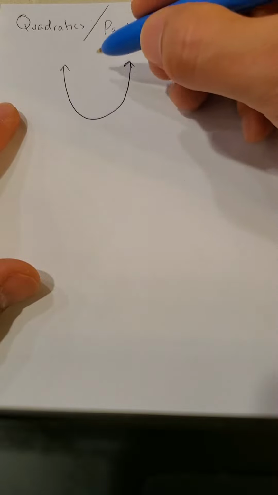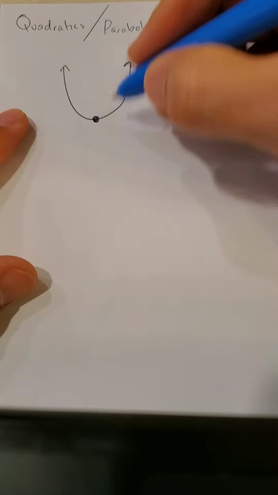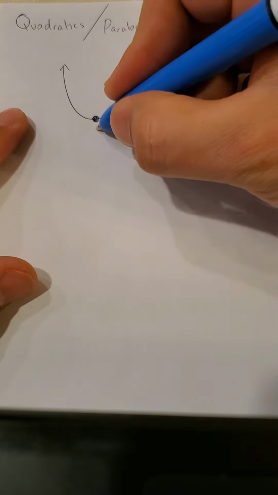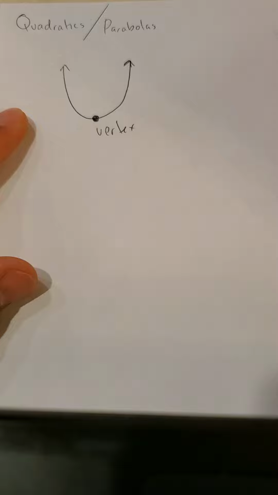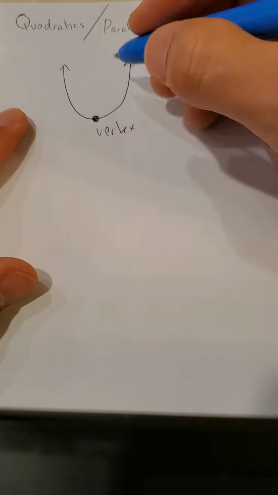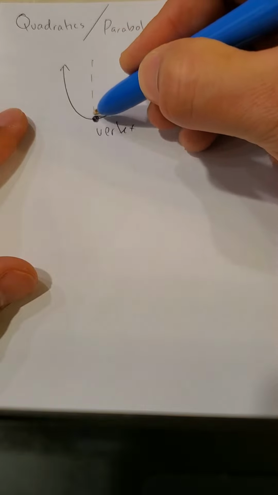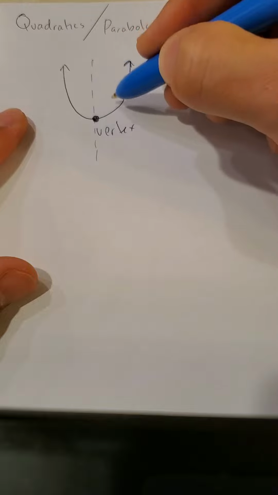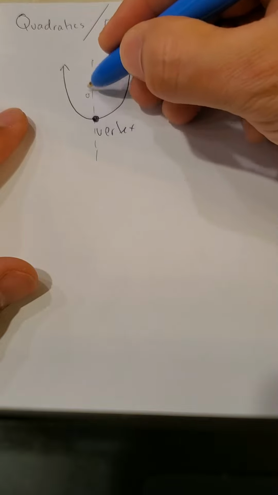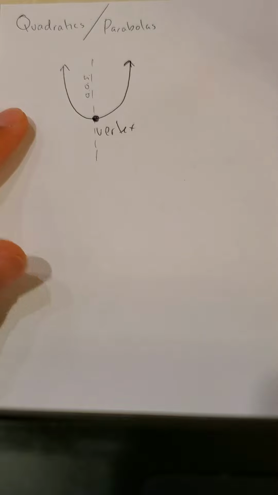One of the key things to realize is that there is a vertex. The vertex is the low point, or a high point if it's going the other way. The vertex is important. Another key thing is the axis of symmetry. Symmetry cuts it in half, so the axis of symmetry is this line that cuts the parabola right in half. You'll see me call that the AOS, or just write AOS. It's a lot less time to write.